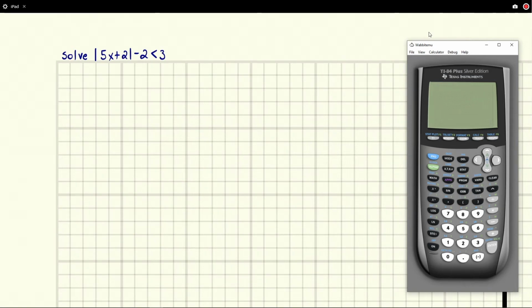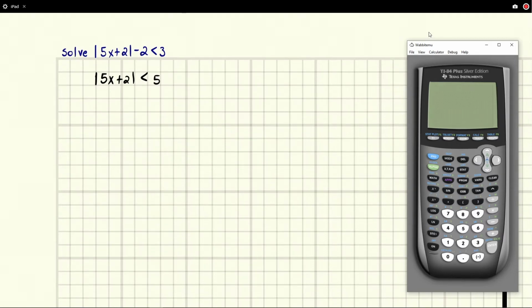We have the following inequality: the absolute value of 5x plus 2, minus 2, less than 3. So our first goal is, of course, to isolate the absolute value, because with this 2 here we can't really deal with it. So we're going to add 2 to both sides. That's going to give us 5x plus 2. When you add 2, you're going to get 5 on one side, and this will go away on this side. So we're left with the absolute value of 5x plus 2 less than 5.